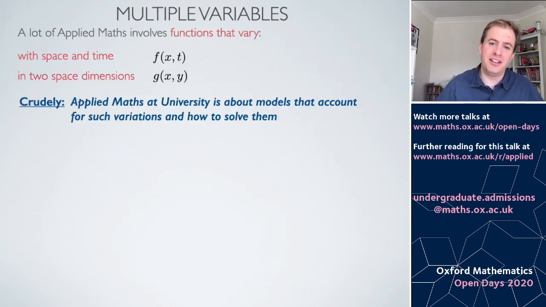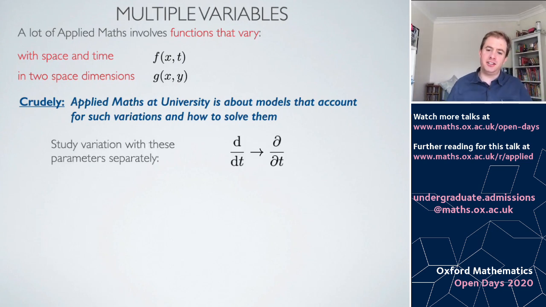And loosely speaking, that's really what a lot of applied maths at university is about. It's about how we take the tools that you understand from school, where you deal with functions of one variable, and extend that to functions of more than one variable. So we might have a function f that depends on space and time, or we might have a function g that depends on two space dimensions or more space dimensions.